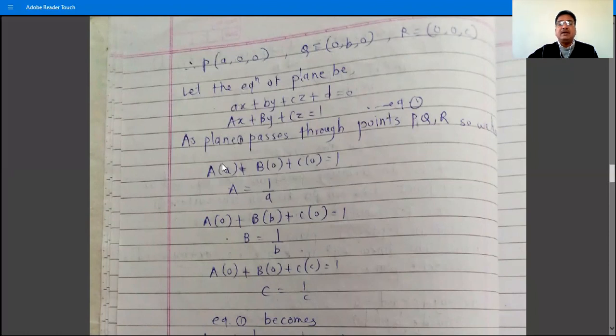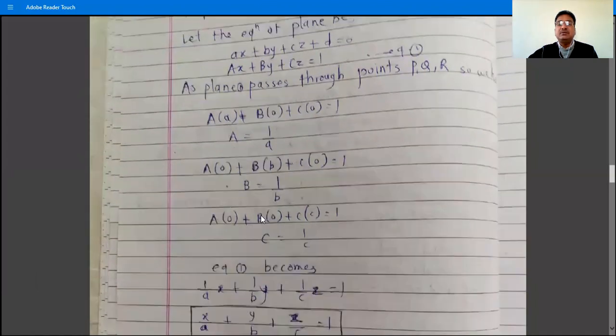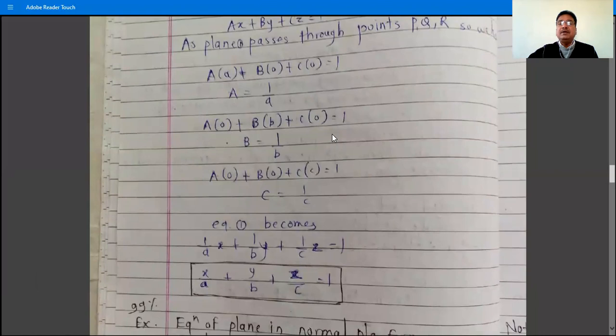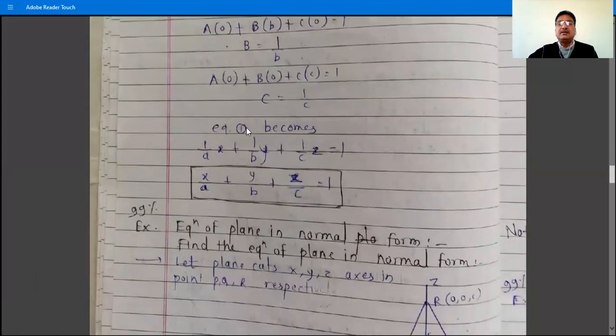So we have A into small a plus B into 0 plus C into 0 is equal to 1, and so capital A is 1 by a. Also the point Q satisfies equation 1. What are the coordinates of Q? (0, b, 0). So A into 0 plus B into b plus C into 0 is equal to 1, and so capital B is 1 by b. Similarly, R also lies on the plane, so R also satisfies the equation of the plane: A into 0 plus B into 0 plus C into small c is equal to 1, and so capital C is 1 by c.